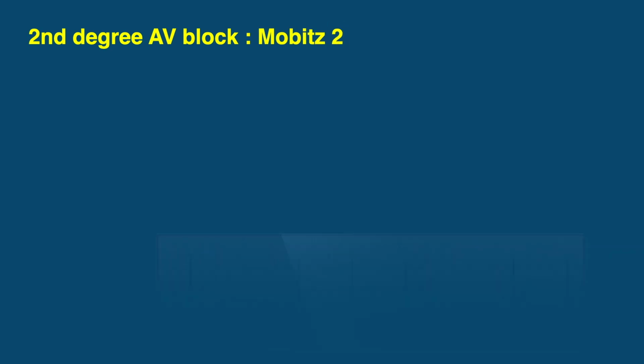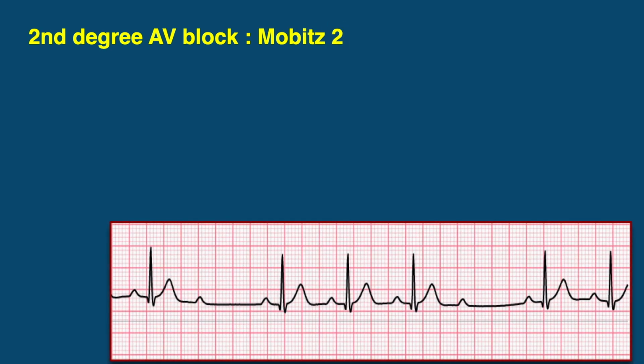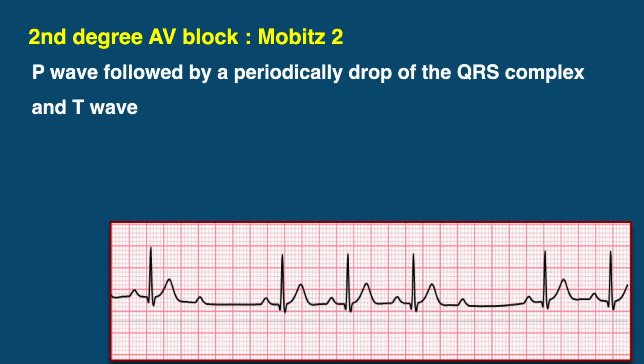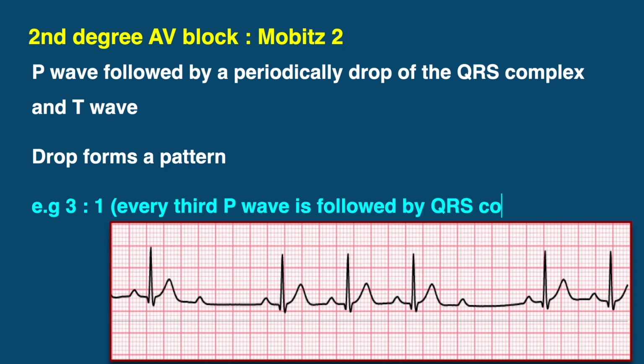In a Mobitz type 2 second-degree AV block, the impulse from the SA node is periodically dropped at the AV node, resulting in a normal P wave followed by a drop of the QRS complex and T wave. The rhythm on either side of the drop is normal. Sometimes this drop forms a pattern. A 3-to-1 block describes a rhythm where only every third P wave is followed by a QRS complex and T wave. Mobitz 2 second-degree AV block can progress into a third-degree block and requires careful monitoring and usually a pacemaker.